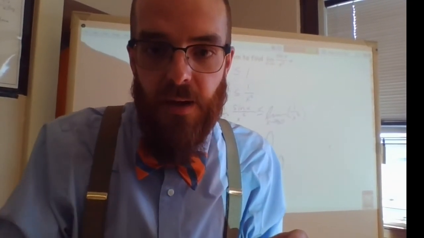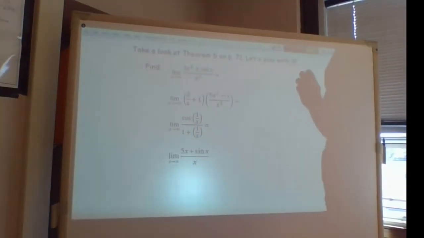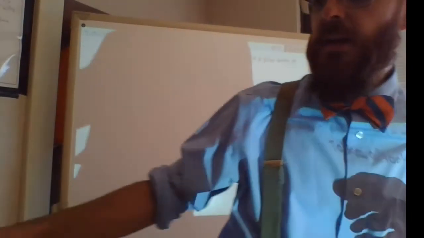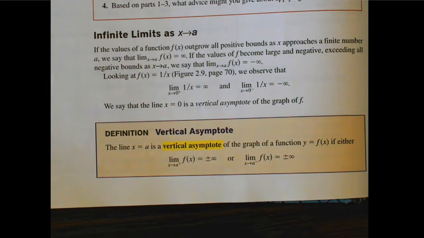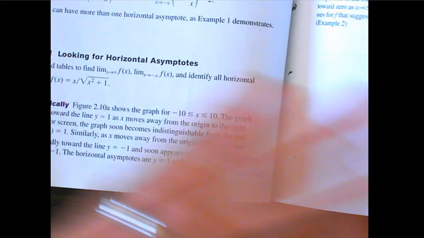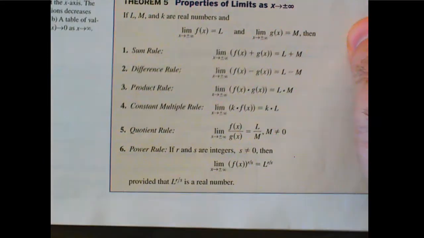The next thing that we have here is theorem 5 on page 71. And theorem 5 is way more complicated than it needs to be. Page 71. Here's theorem 5.